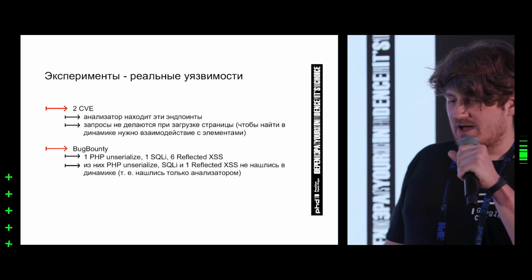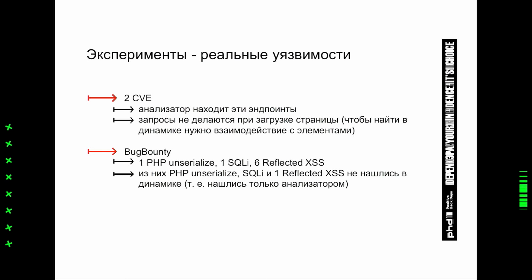More multi-step crawling probably could have found it. And as far as bug bounty is concerned, we have one SQLI and 6 reflected XSS. Most of them can be found by the analyzer, but not by the dynamic crawler. So for the bug bounty endpoints, we used a one-step crawler. It tries to just go through all the interactive elements, single-step ones. So three of the endpoints were not found with this type of crawling.